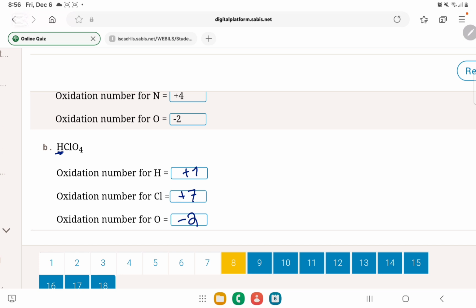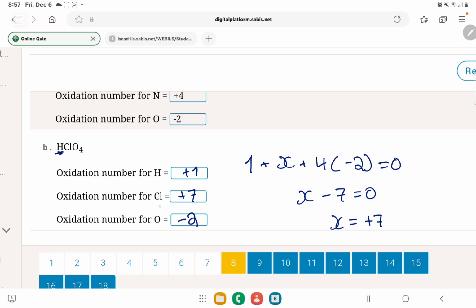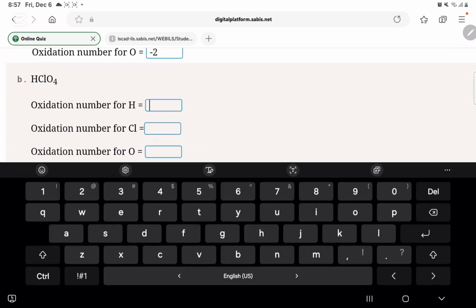Now, since we have to find Cl, we're going to do 1, which is the oxidation number of H, plus x, since we're finding Cl, plus 4 times -2, since we have 4 O's, is equal to 0. Now we get x to be equal to +7, which is the oxidation number of Cl. So +1, +7 and -2.